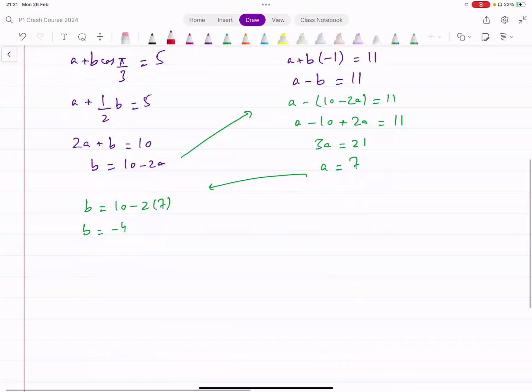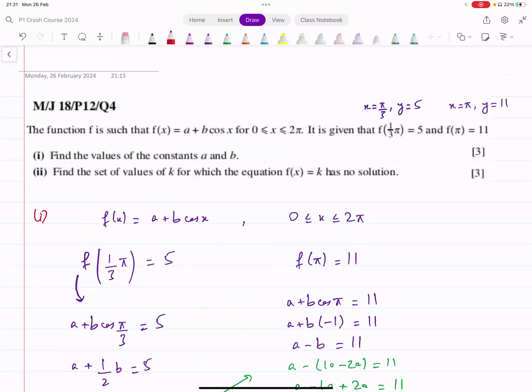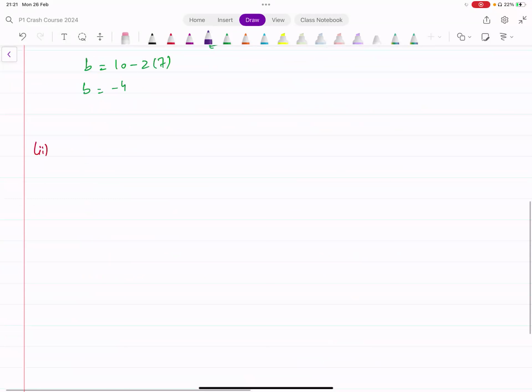Let's look at the second part of this question now. Let's see what the second part says. Now in part 2, we have to find the set of values of K for which the equation f of x equals K has no solution. Okay, f of x equals K should not have any solutions. What are the possible values of K in this case?